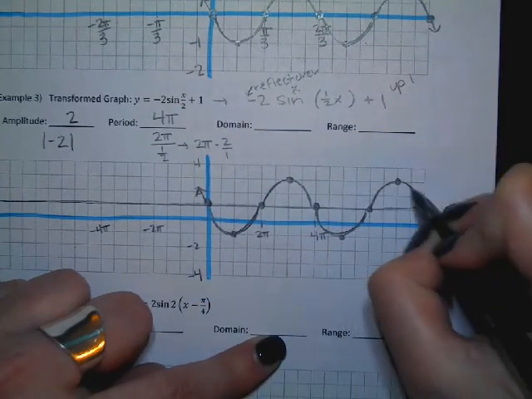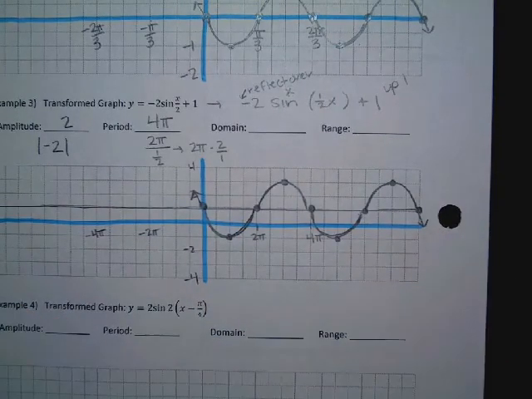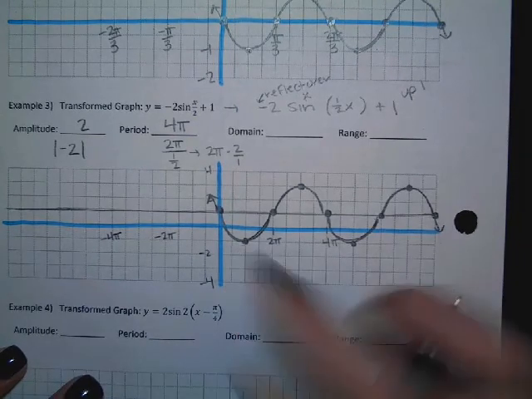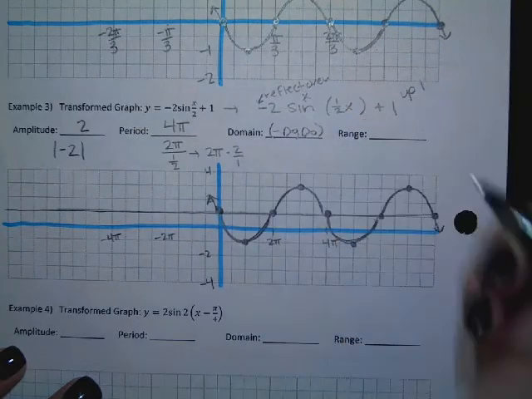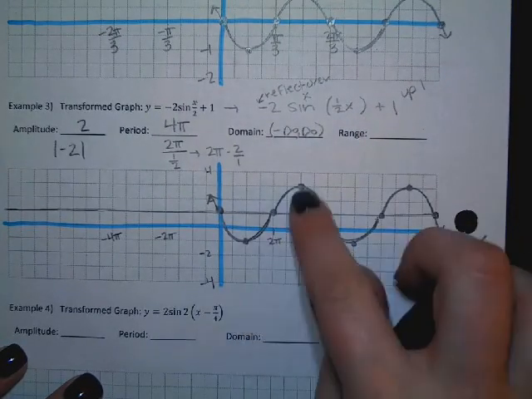And you can see that if I were to trace it with my finger, it's very consistent, smooth, there's symmetry there. So here the domain would be from negative infinity to infinity. And the range is a little bit more interesting this time. It goes from negative 1 up to 3.